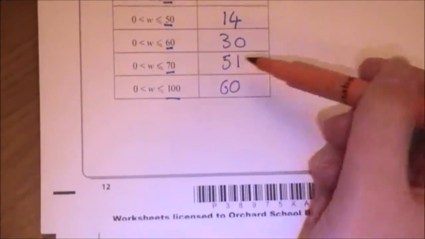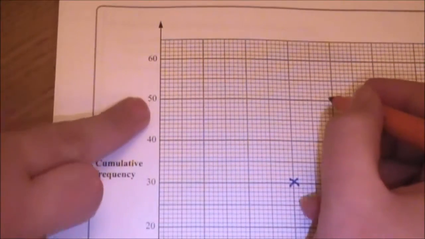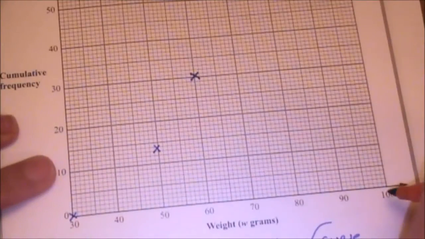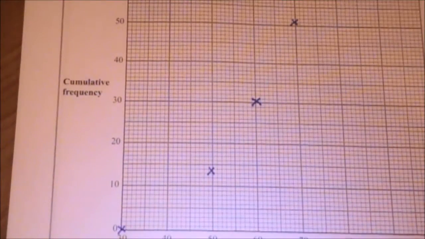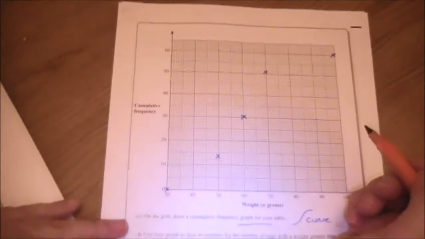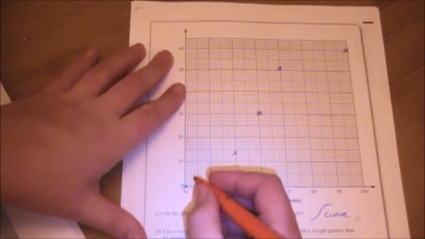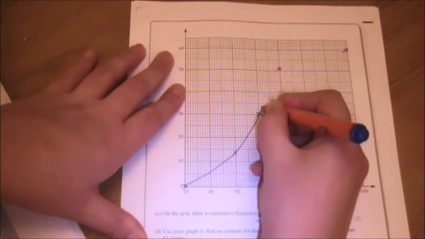The next one is 70 to 51, and the final one is, no it's not, it's 100 to 60. So there's 100 and I'm going up to 60. So what I need to do then, if I can zoom out, is join my points with a curve. It might be difficult for me to do at the angle that my hand is in, so it's best to do it in one smooth motion.